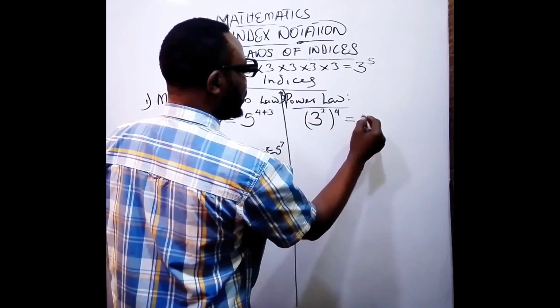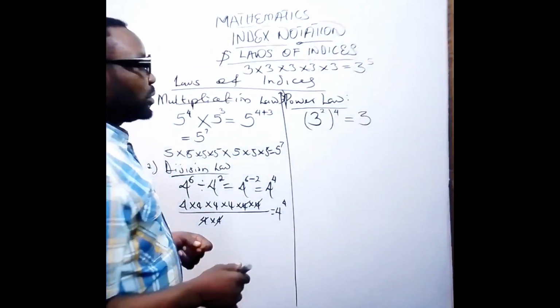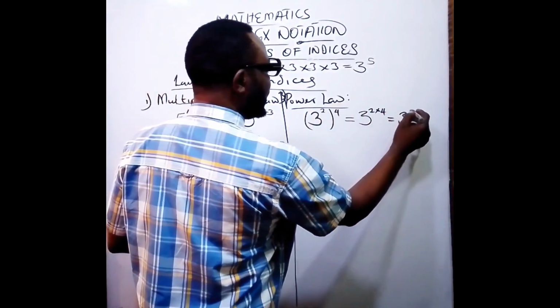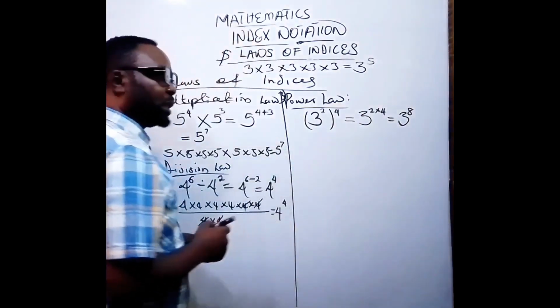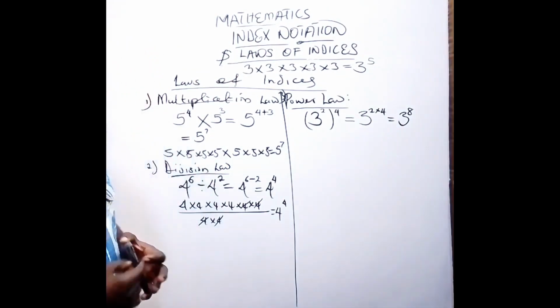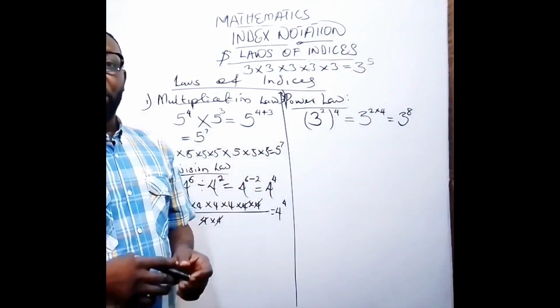This will be equal to 3 raised to the power. You just multiply the powers with one another: 2 multiplied by 4, which is equal to 3 raised to the power of 8. Now, I think I'm communicating and we are understanding one another. That is how you apply the law like that.